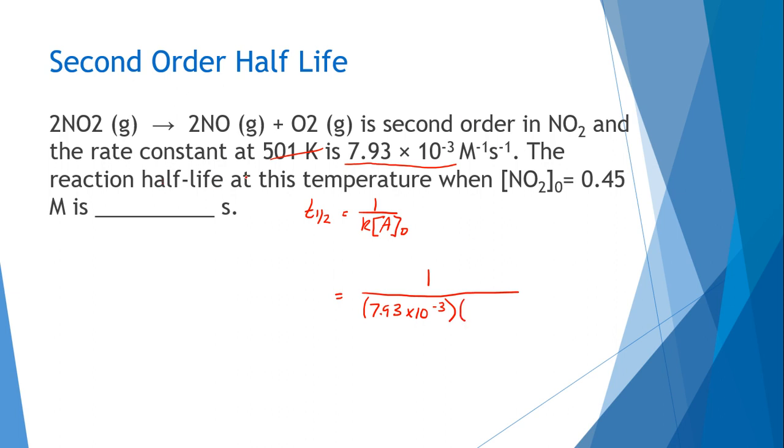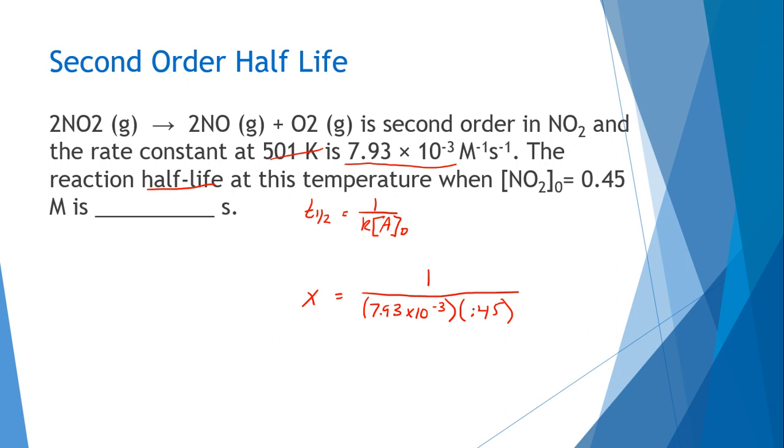And then it says my reaction half-life at this temperature, when the concentration of nitrogen dioxide is at 0, is 0.45 molarity. So that's my initial concentration. So 0.45, since it's molarity, again, that's my initial concentration. And it wants me to calculate the half-life, because it says the half-life when that concentration is this is blank. So that's what I'm trying to find, is half-life.